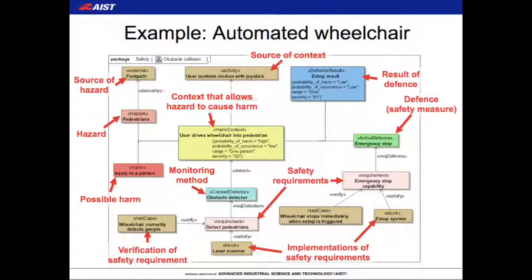So here we have the full diagram. It describes quite succinctly our entire hazardous situation and the safety features related to it. So in this case we have the hazardous situation of a user driving the wheelchair into a pedestrian, and we can see quite clearly that there is a monitoring system looking for the situation, and there is an emergency stop defense that is trying to protect against any injury being caused when the situation arises.